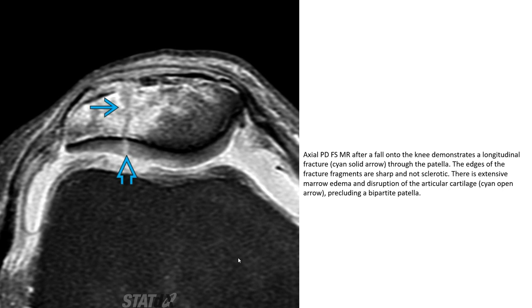This is an MRI of the knee showing a longitudinal fracture through the patella. The edges of the fracture segments are sharp and not sclerotic. There is extensive marrow edema and disruption of the articular cartilage, open arrow, involving the medial patella.